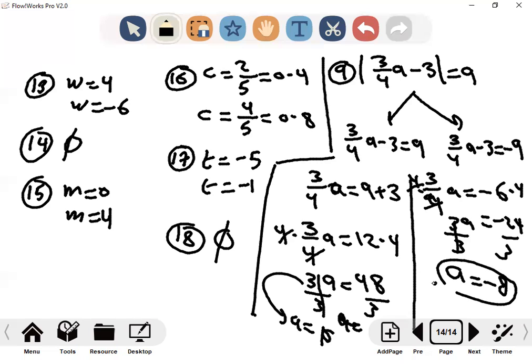Check your answers. How do we check 16 here? Replace a by 16: 3 times 16 over 4. 3 times 16, 48. Divided by 4, 12. 12 minus 3, 9. Absolute value of 9, 9. Now the negative 8. 3 times negative 8, negative 24. Divided by 4, negative 6. Negative 6 minus 3, negative 9. Absolute value of negative 9 is 9 also.